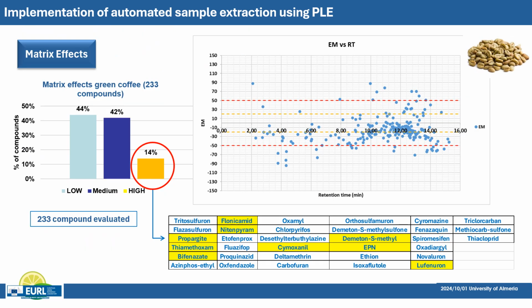The matrix effect on green coffee has been assessed and found to be medium to low for 86% of the compounds evaluated. The remaining 14% show a high matrix effect, mainly suppression. Compounds eluting at minute 4, such as thiamethoxam and flonicamide, have a high suppression due to the coelution of caffeine at the same retention time.